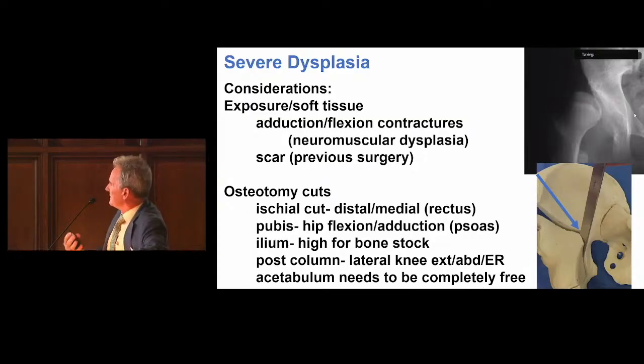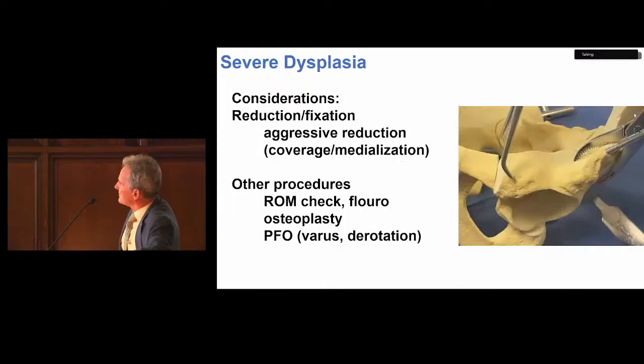Posterior column cut will be relatively standard, and as you've heard several times, in all hips we need to have a very free acetabulum. In a hip like this, it needs to be absolutely, completely free to do a reduction of this acetabulum. In terms of our reduction, it's going to be aggressive.